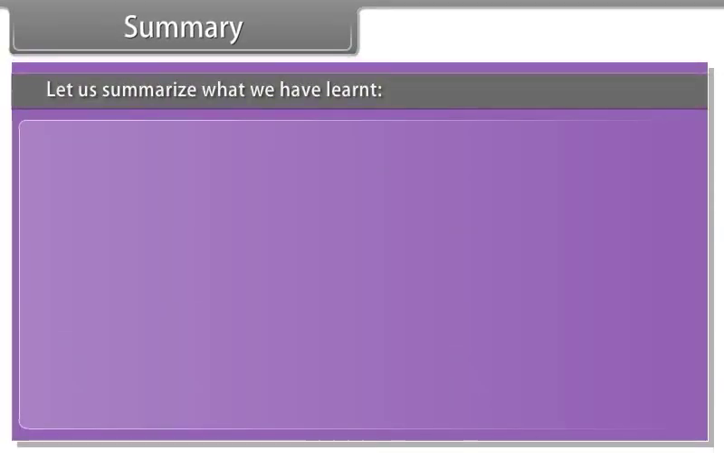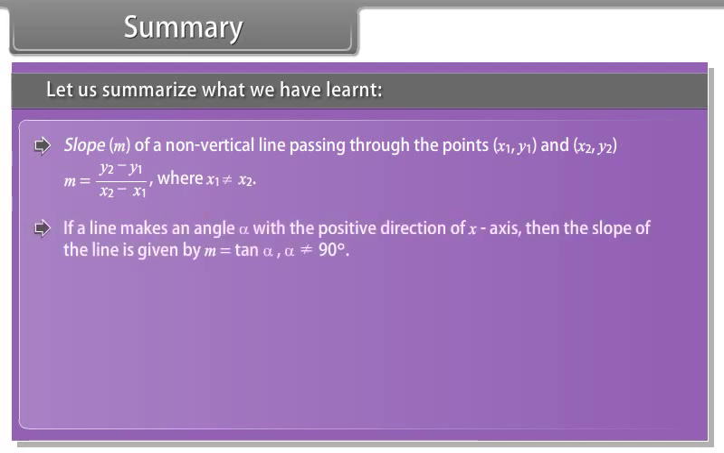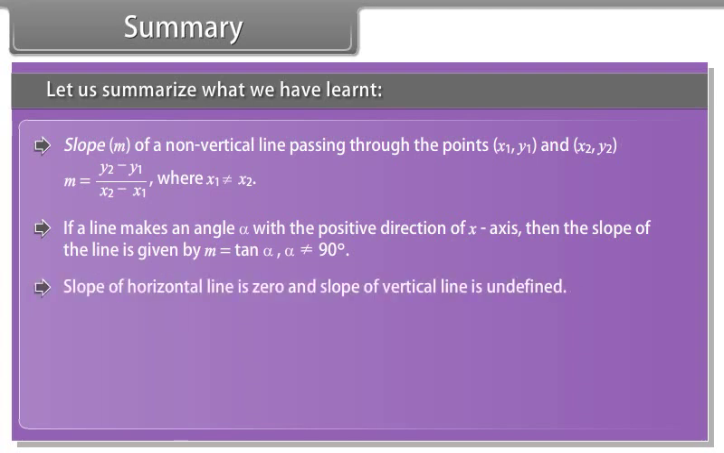Summary. Let's summarize what we have learnt. Slope m of a non-vertical line passing through the points (x1, y1) and (x2, y2). If a line makes an angle alpha with the positive direction of the x-axis, then the slope of the line is given by m is equal to tan alpha. The slope of a horizontal line is 0 and the slope of a vertical line is undefined.